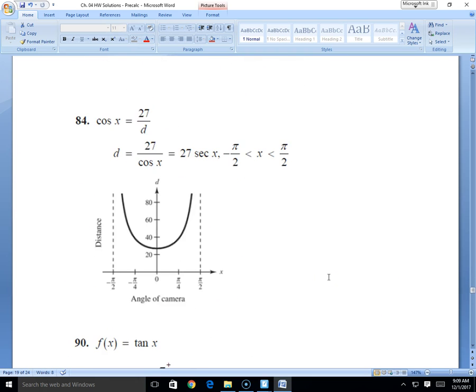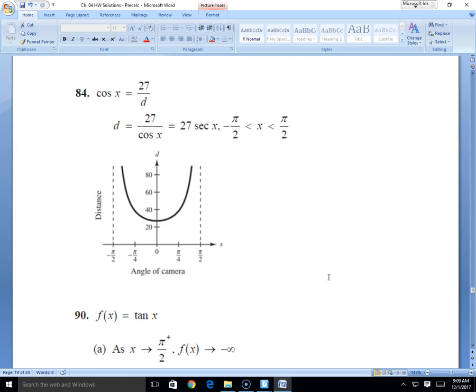We're almost done. Two more? 84, I think, was a plug-in chunk. They gave you adjacent, you wanted hypotenuse, so set it equal to cosine. They had you solve for D, and this is one way of writing it, 27 over cosine. They just said, hey, guess what, that's secant. Then they had you graph it.